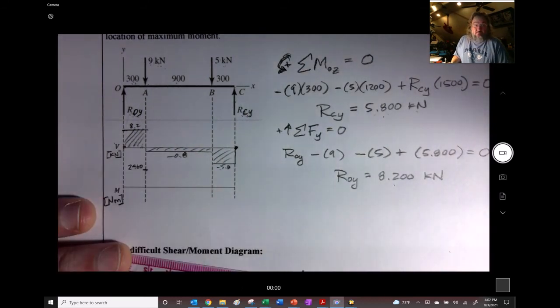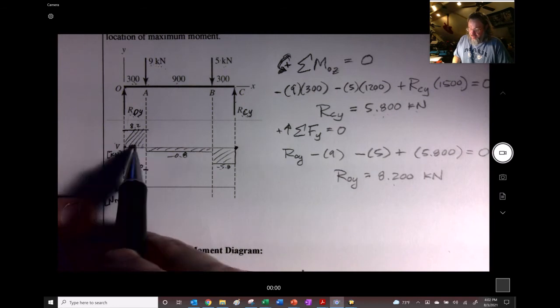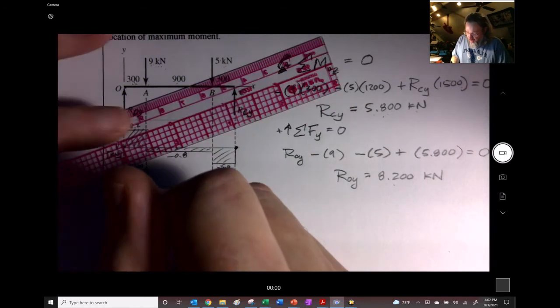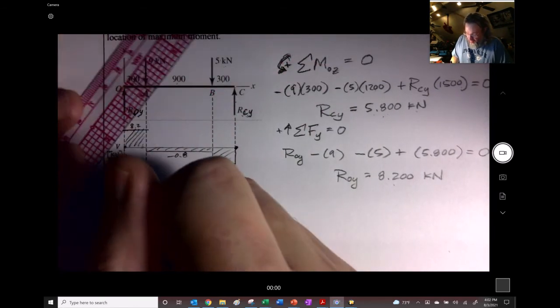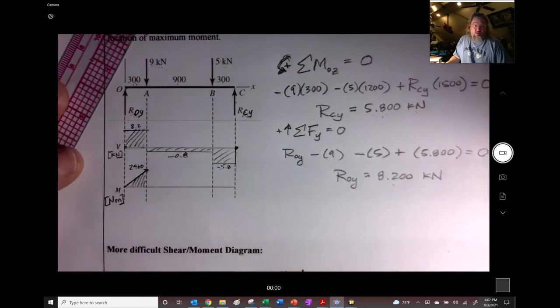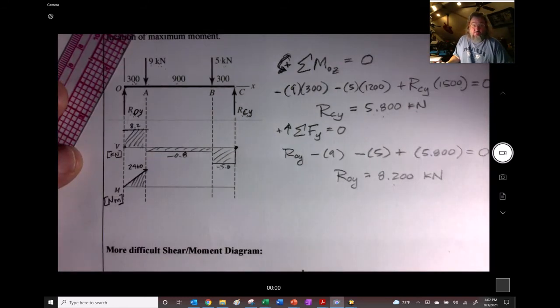And it's positive, right? Because it's above this. So that's a positive area. And so we'll draw that in. And I like to put little cross hatches in there so it can really catch your eye and see what that looks like. All right.